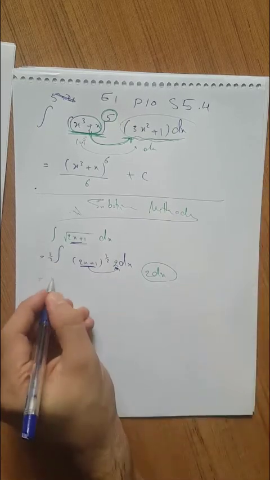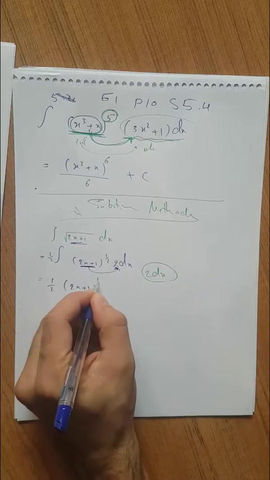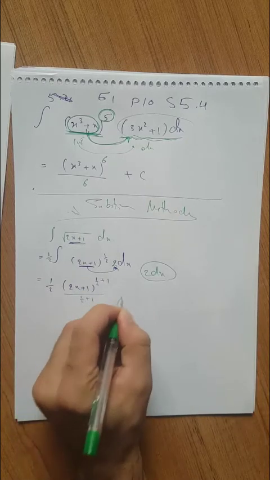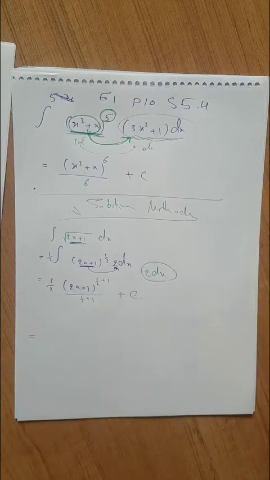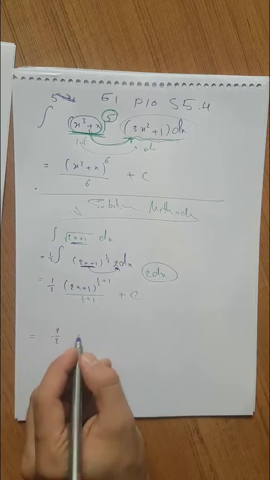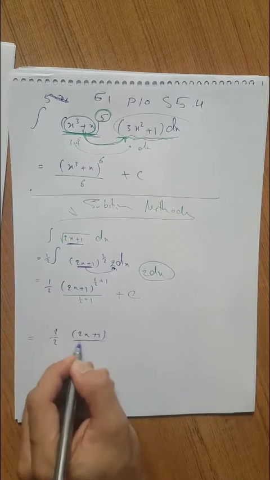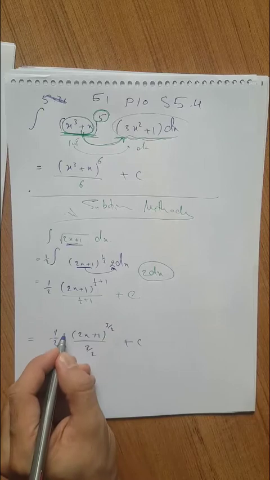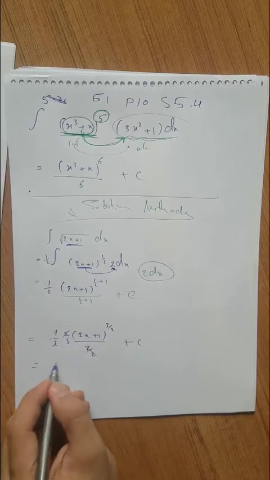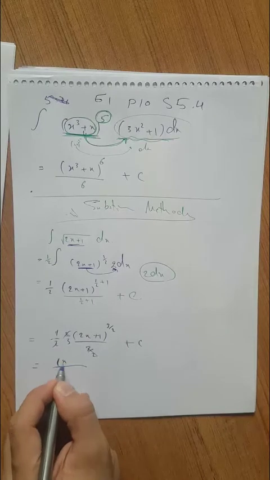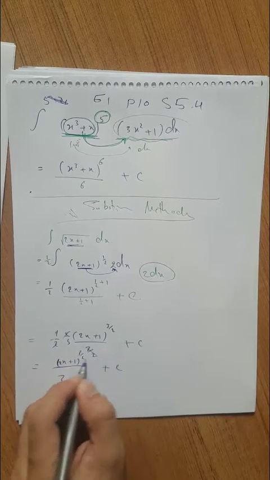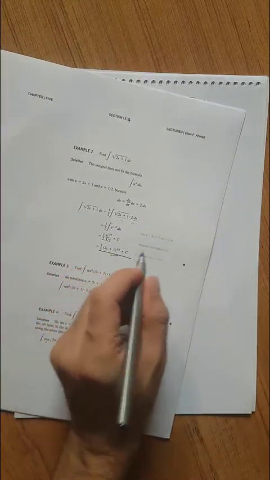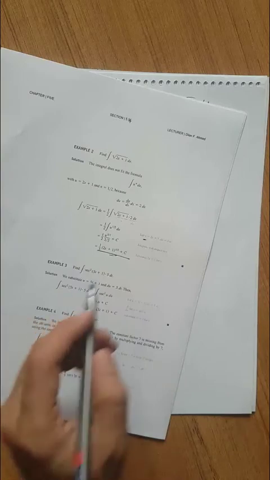Then the result will be 1 over 2, (2x plus 1) to the power 1 over 2. And you know, we add one to the exponent, which gives 3 over 2: 1 over 2 times (2x plus 1) to the 3 over 2, divided by 3 over 2, plus c. This will come up as 2 over 3, which gives 1 over 3 times (2x plus 1) to the 3 over 2 plus c. That's all that we have. Okay, dear, it's easy. You can try to find how to substitute in this part.